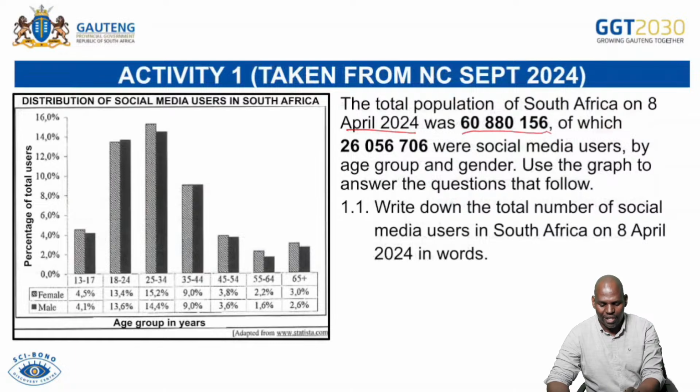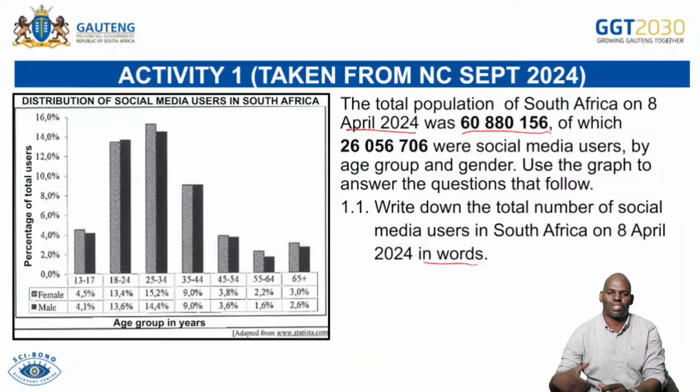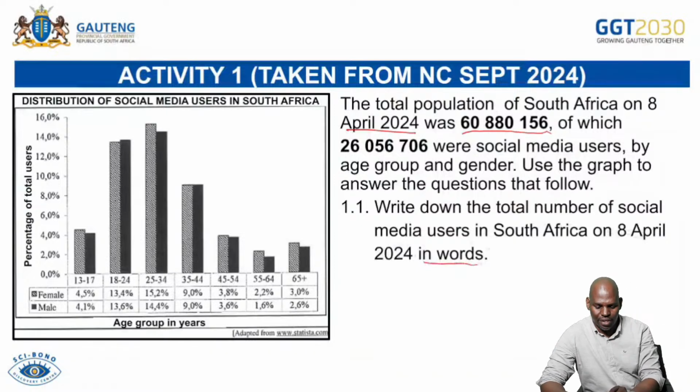1.1. Write down the total number of social media users in South Africa on the 8th of April 2024 in words. Okay, now boys and girls, it means you need to know how to write any given number in words. It doesn't matter how small or how big that value is. That is one of the things that you need to know in the examination. And then boys and girls, you cannot afford to lose marks on these type of questions because these are the easiest questions. Now, what will be our answer in this case?